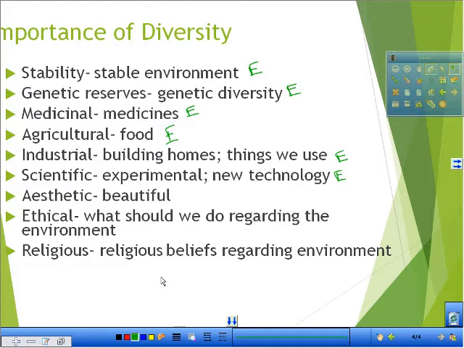And then from the environmental standpoint, for sure the aesthetic, the ethical, and the religious are all pretty much environmentally based. You also want to look at the genetic reserves and the stability from an environmental standpoint as well. So you have really this combination of the economic standpoint and the environmental standpoint.